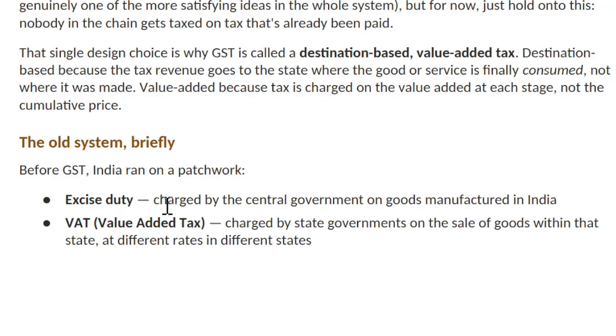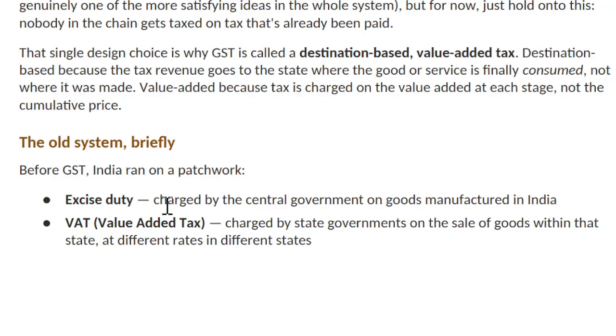Here is the part that trips people up. GST is not a flat tax on the final sales price. It is collected at every stage, factory, distributor, shop, but each stage only really ends up paying the tax on the value it added, not on the whole price all over again. We will get into exactly how that works in chapter 3. But for now, just hold on to this: nobody in the chain pays tax on the tax that has already been paid.